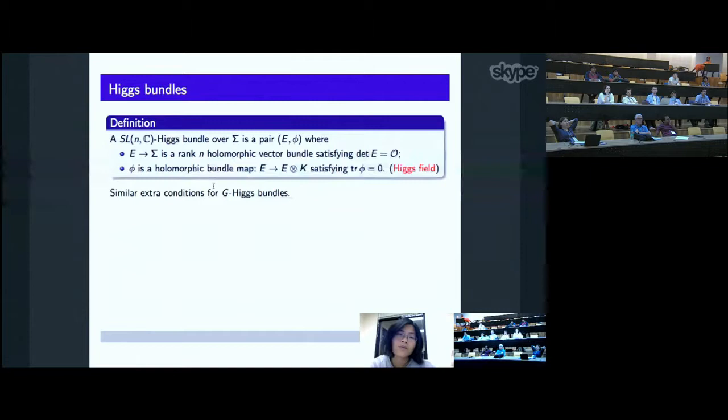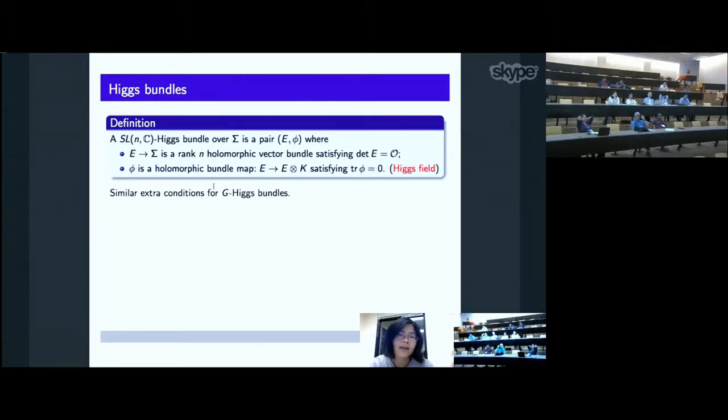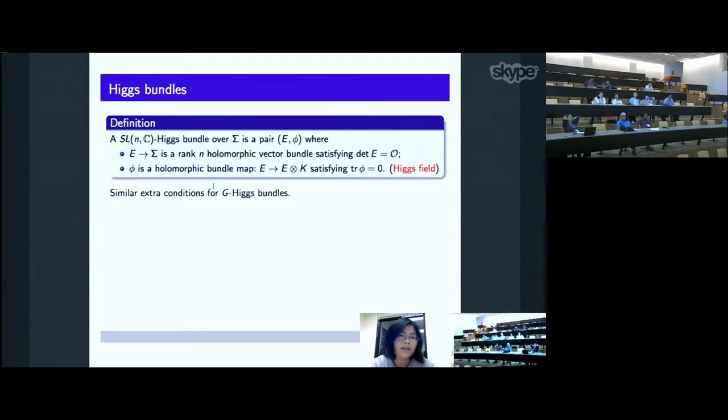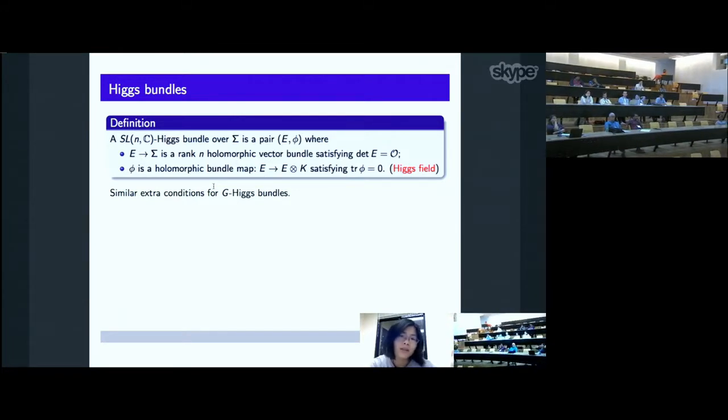So now we finally define what a Higgs bundle means. An SL(n,C) Higgs bundle over the Riemann surface is a pair (E, phi), where E is a rank n holomorphic vector bundle with a trivial determinant. So it's that corresponding to the S. And then phi is a holomorphic bundle map from the bundle E to E tensor the canonical line bundle of the Riemann surface. It satisfies trace equal to 0. If we want to consider G-Higgs bundles, we can add corresponding conditions.